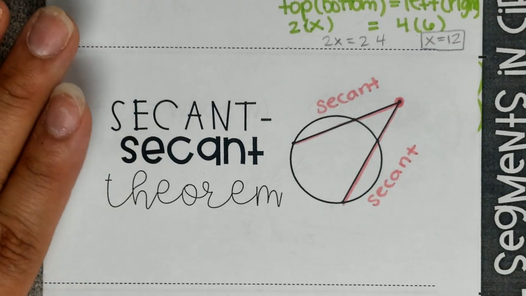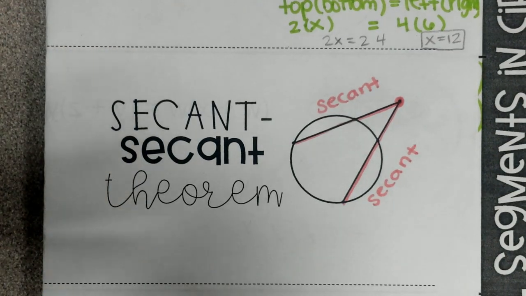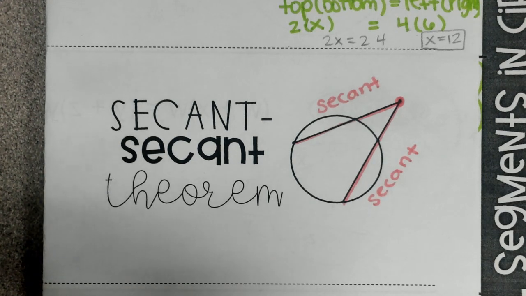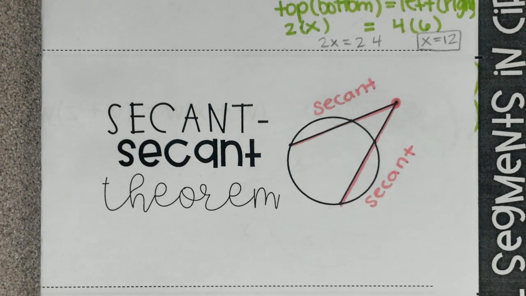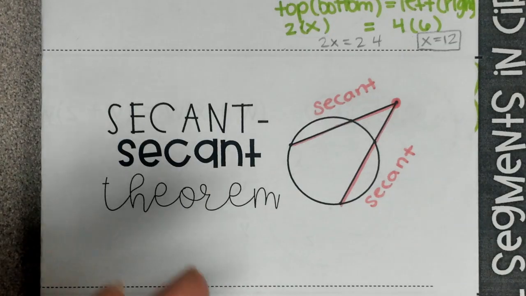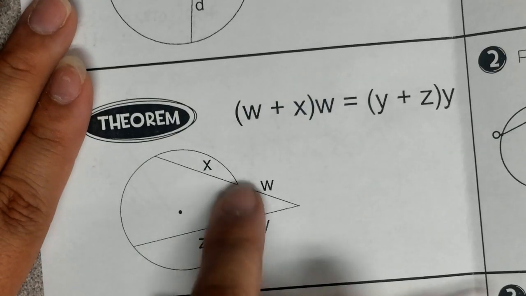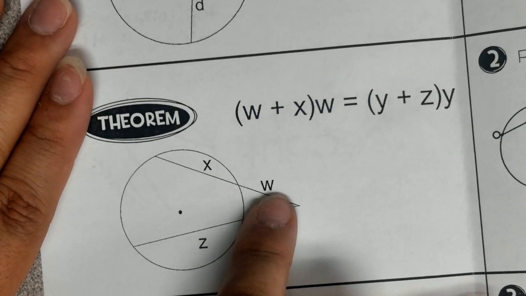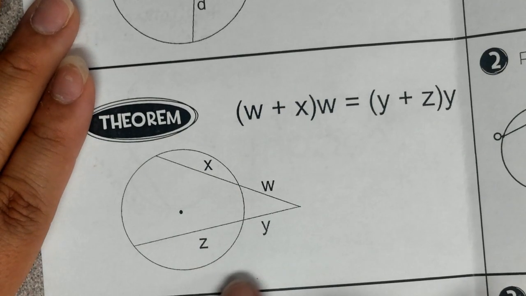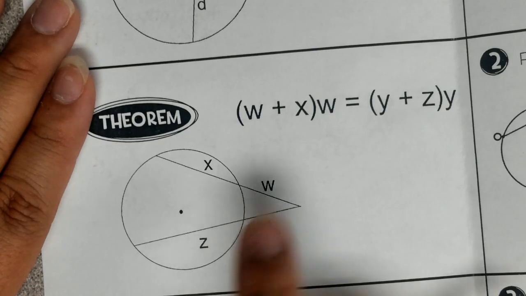Outside of the circle. So two chords are going to intersect inside. My secants, you do this when they intersect outside. Okay? I'm going to show you the formula, then we're going to go back and make it easier. Are y'all okay with that? So the formula here is you take x plus w and multiply times w. That's going to equal z plus y multiplied times y.